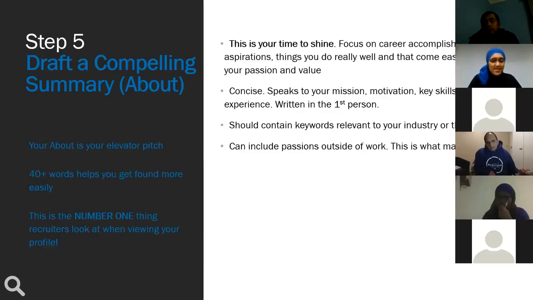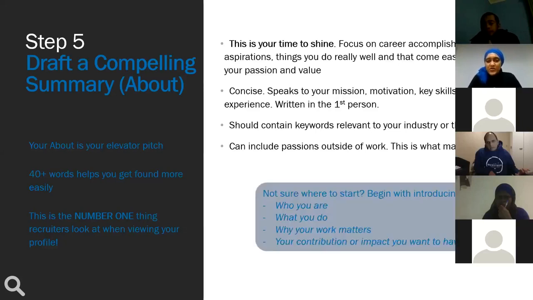It must be concise. It speaks to your mission, your motivation, your key skills, and your experience. It's also written in the first person, just like everything else. It should contain keywords relevant to the industry or the work that you do. And it can include passions outside of work as well. Because remember, this is what makes you you. It's not just about your work. It's what makes you as a person.